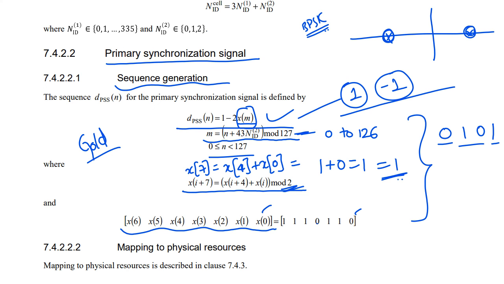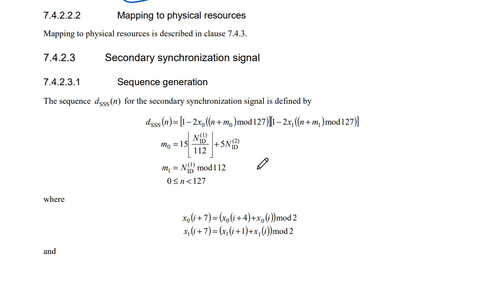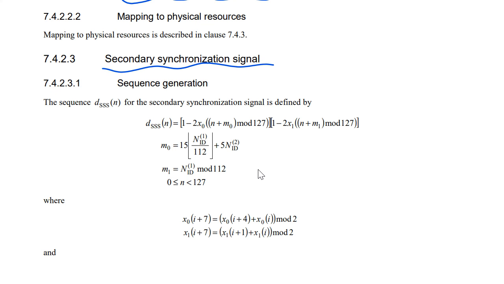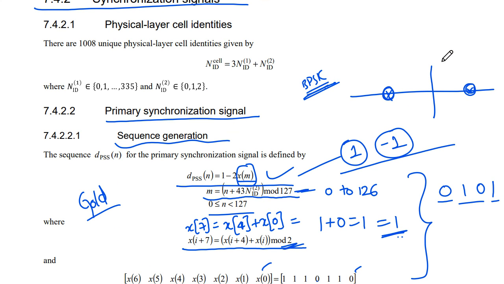But you should not get confused with the actual BPSK modulation scheme. This is just a sequence. Once you plot that sequence, you will see the points lying at these two locations. The same thing is true for SSS. You can now try out for SSS: go to the equation and initial values, you will see the same explanation holds good, and that's why you will see the points in this way. I hope the concept is clear.